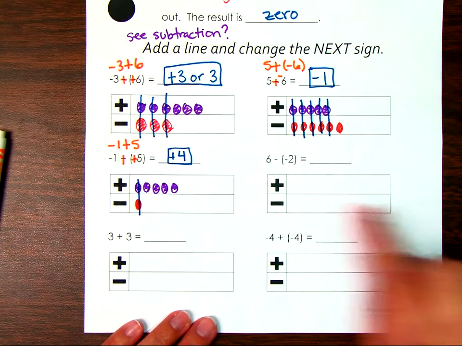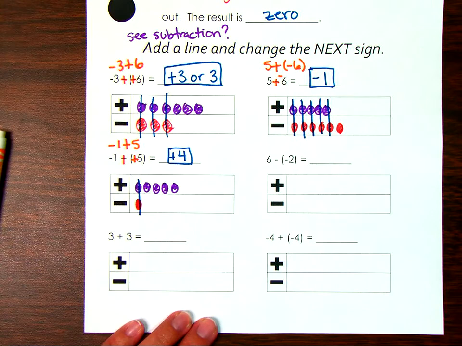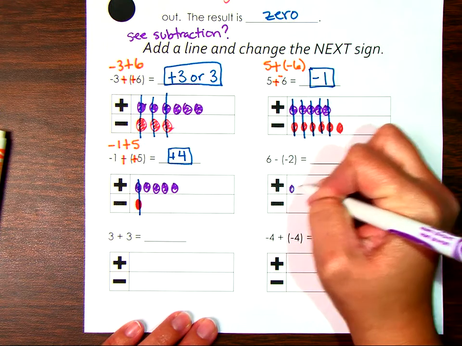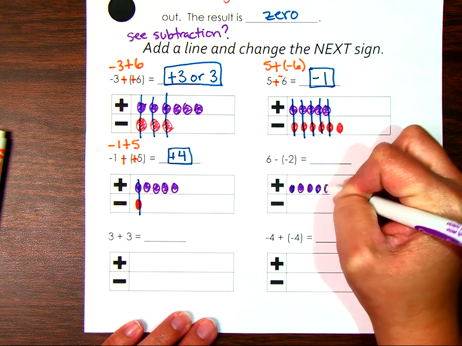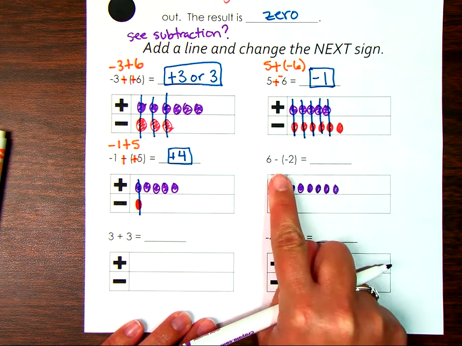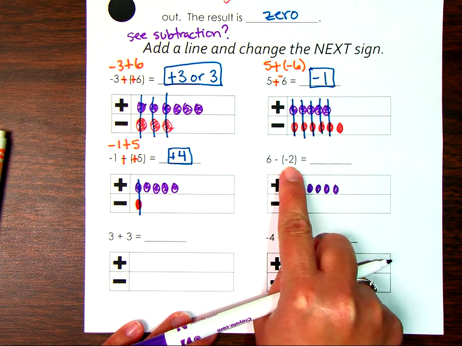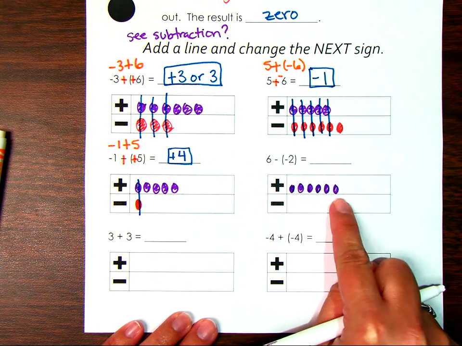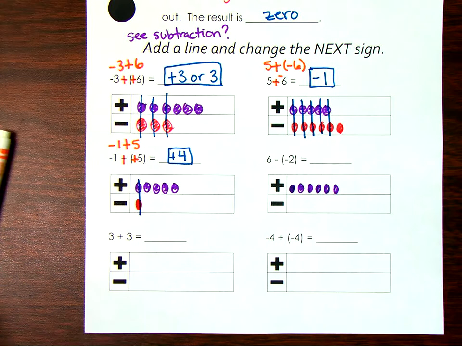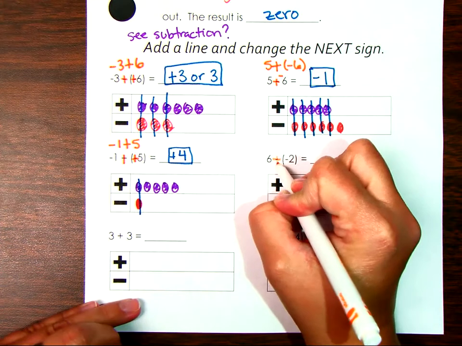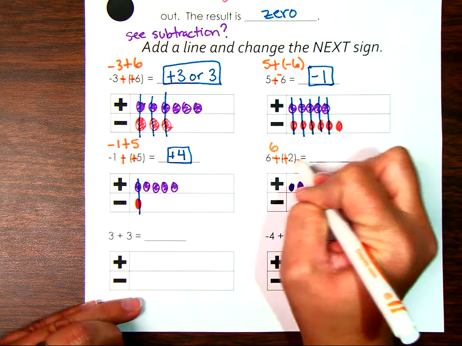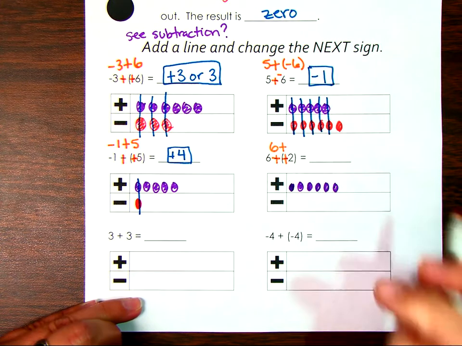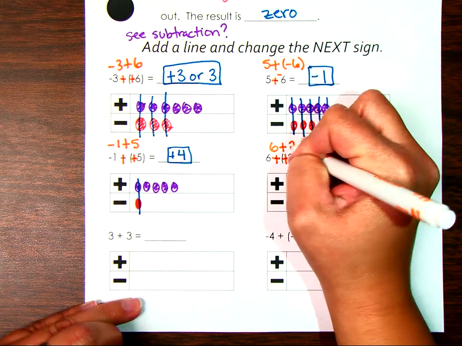So now I'm going to start with 6 positives, so that's what I'm going to draw first. 1, 2, 3, 4, 5, 6. And the way this is written, could I take away 2 negatives? Nope, because I only have positives there. So I see subtraction, so add a line, change the next sign. So this is now 6 minus -2, the same thing as adding the opposite, which is a +2.